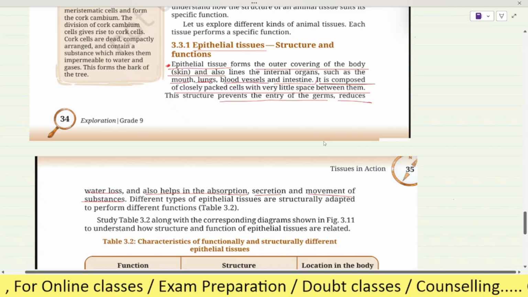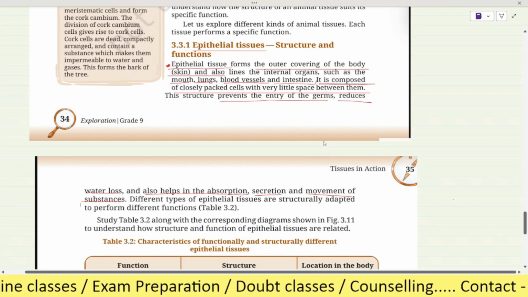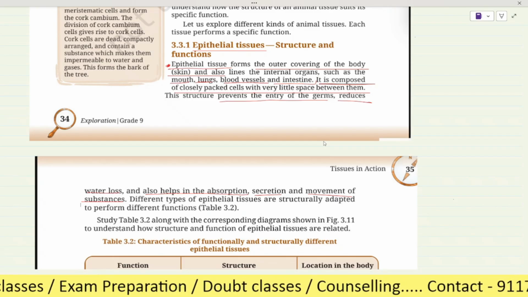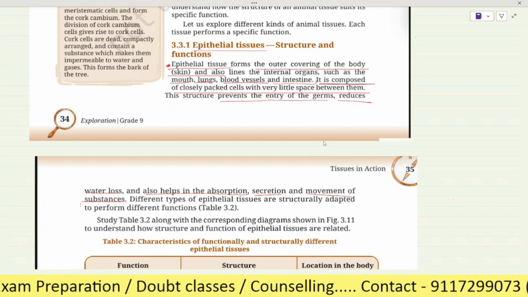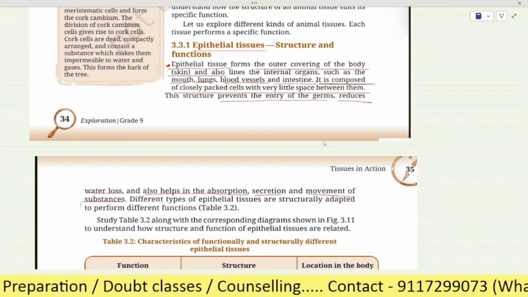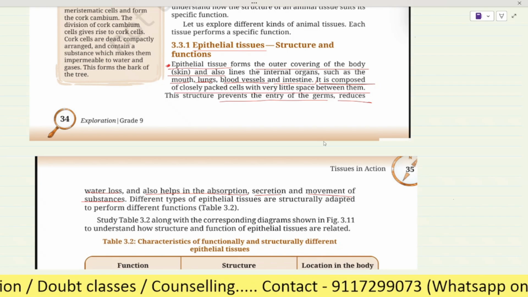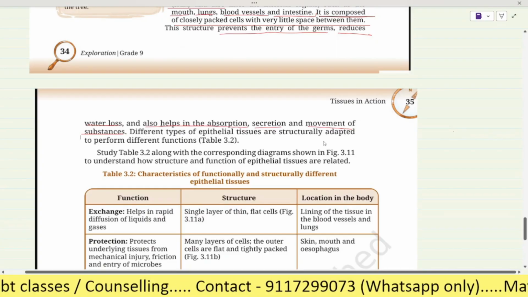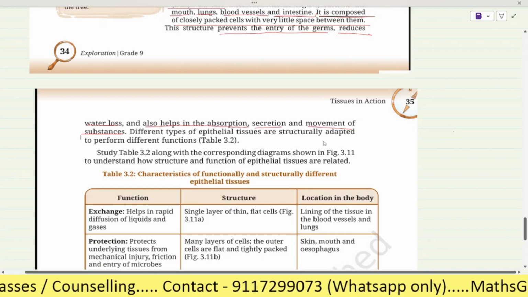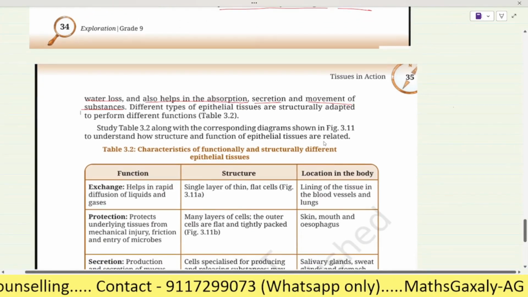So it's mainly saying about the composition, that it is closely packed cells with little space between them, so that it prevents the entry of germs, and reduces water loss, and also helps in the absorption, secretion, and movement of substances. Okay, so the different types of epithelial tissues are structurally adapted to perform different functions.